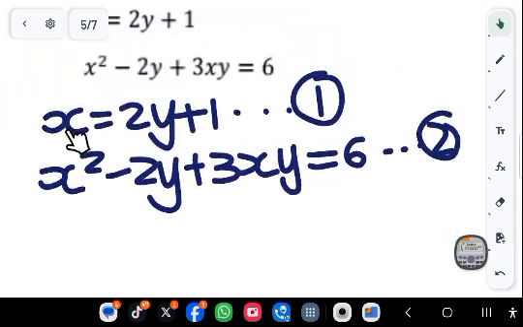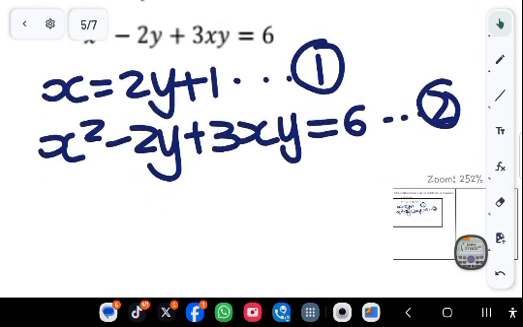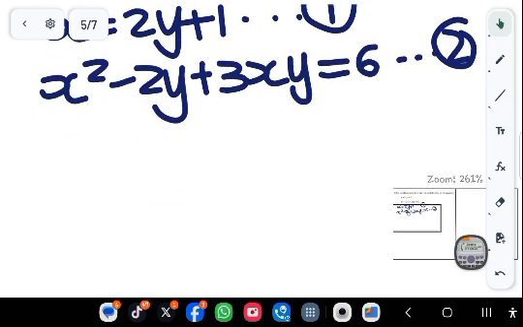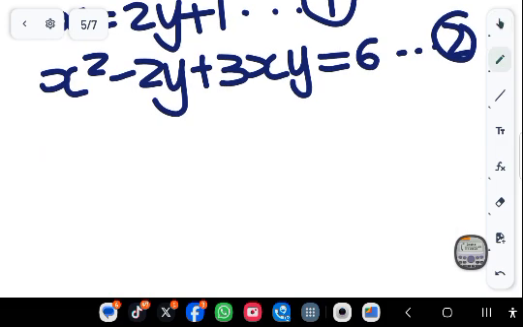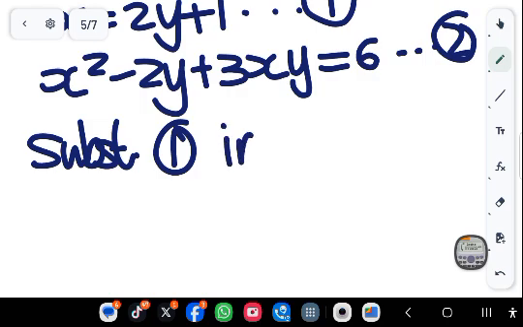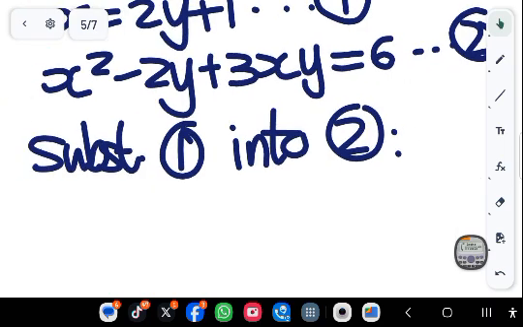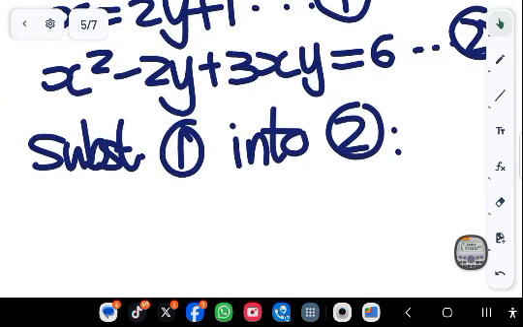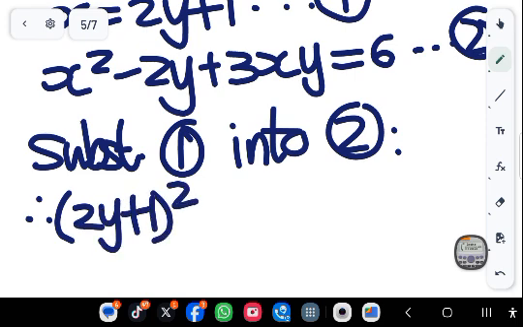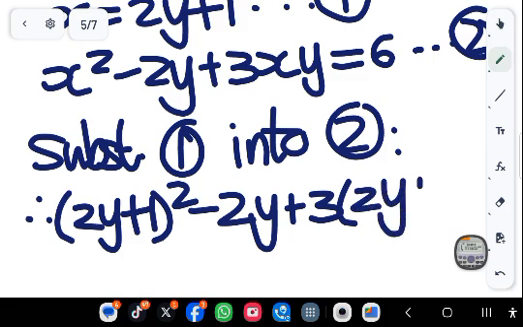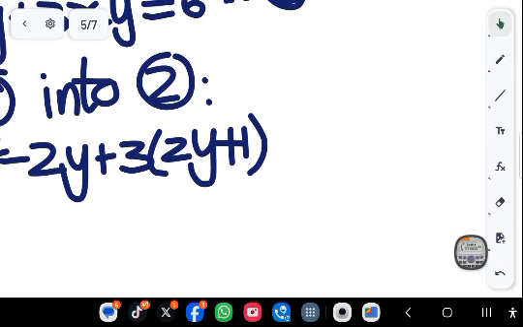This one has already been expressed in terms of x. Let's just substitute 1 into 2. Now therefore, wherever there is x, we put 2y plus 1. Therefore, 2y plus 1 all squared minus 2y plus 3, 2y plus 1 times y equals 6.